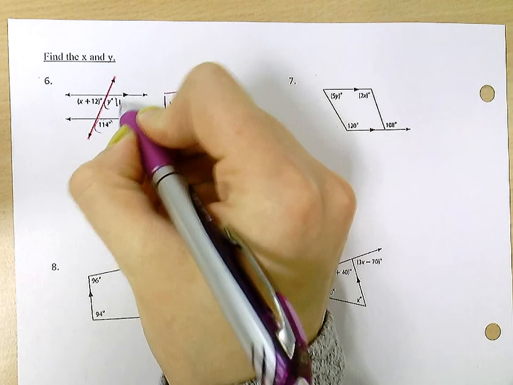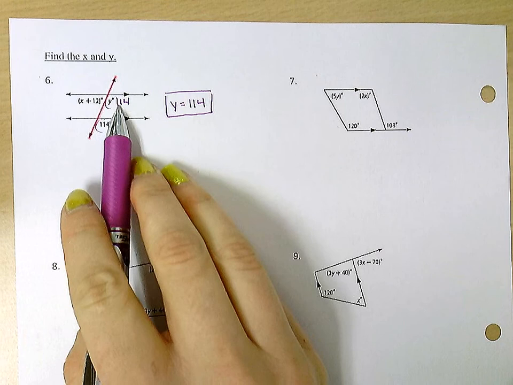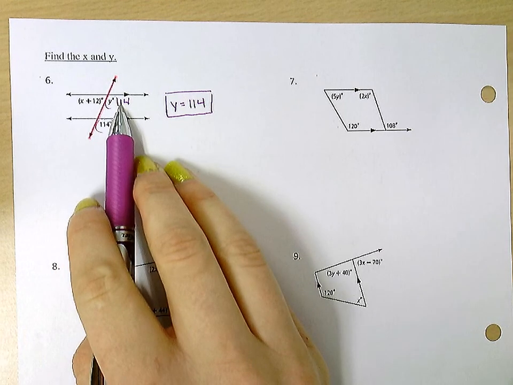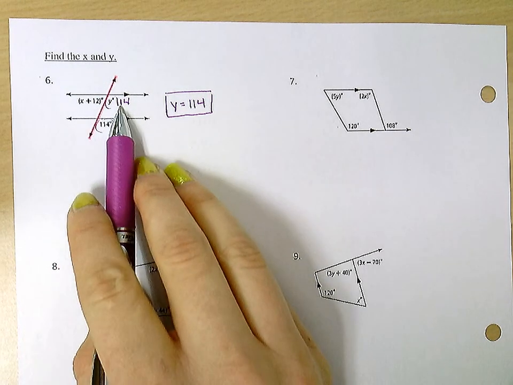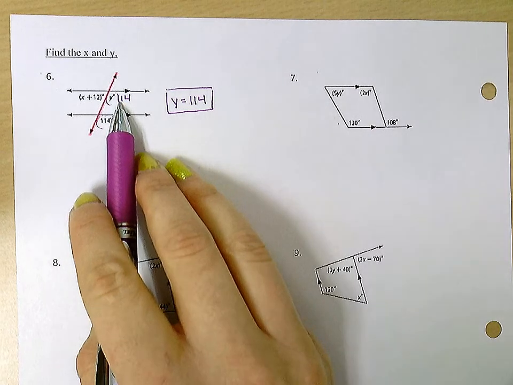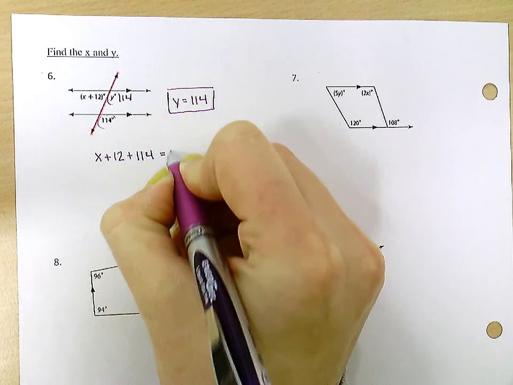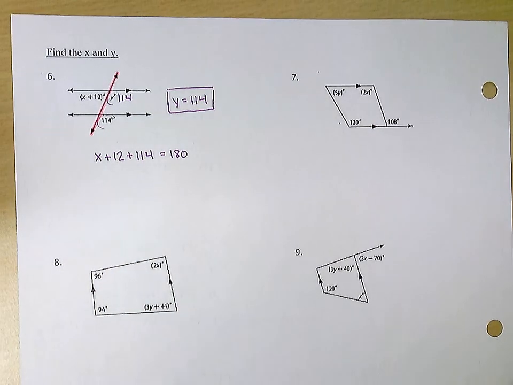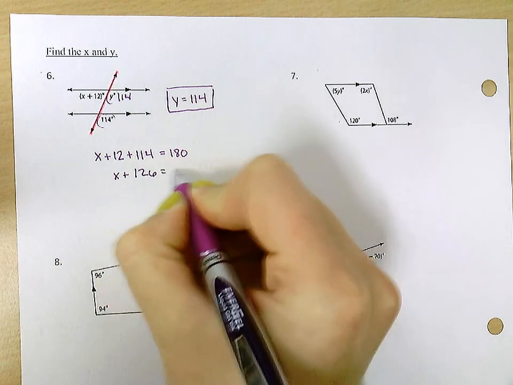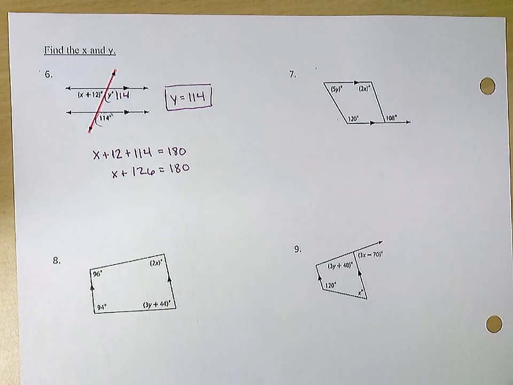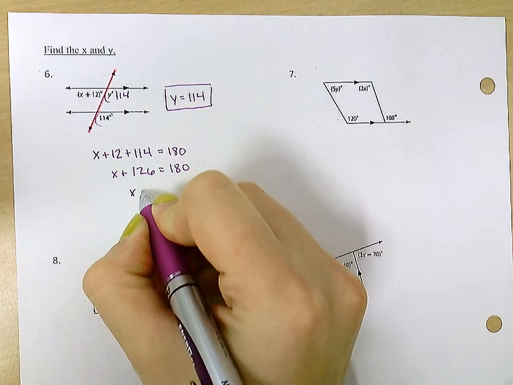So if y is 114 and I have x plus 12 over here, those two together have to make a straight line. And what is a straight line? 180. So I can add those together and set them equal to 180. So x plus 12 plus 114 equals 180. So I have x plus 126 equals 180, just combining those two numbers. Subtract 126 from both sides.